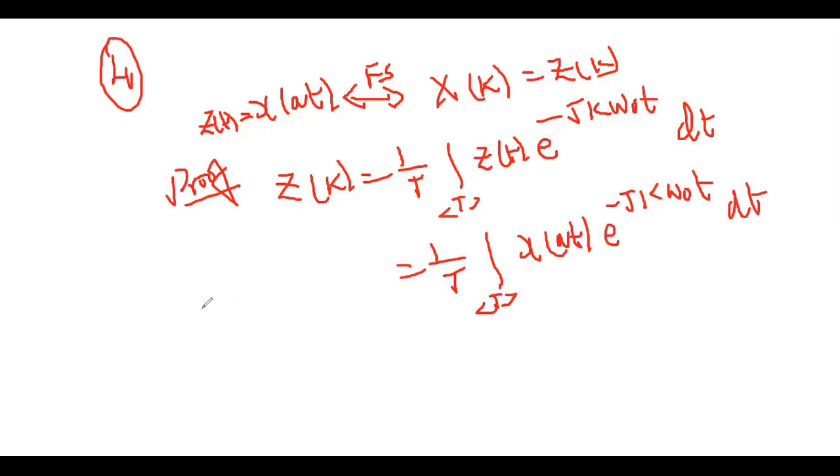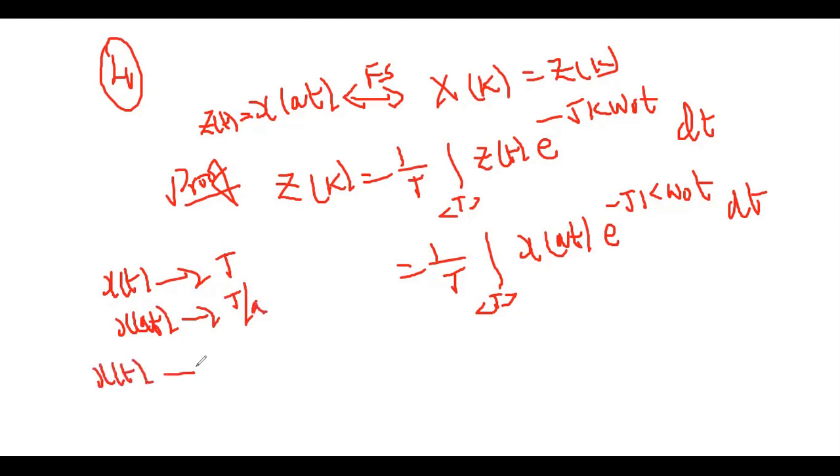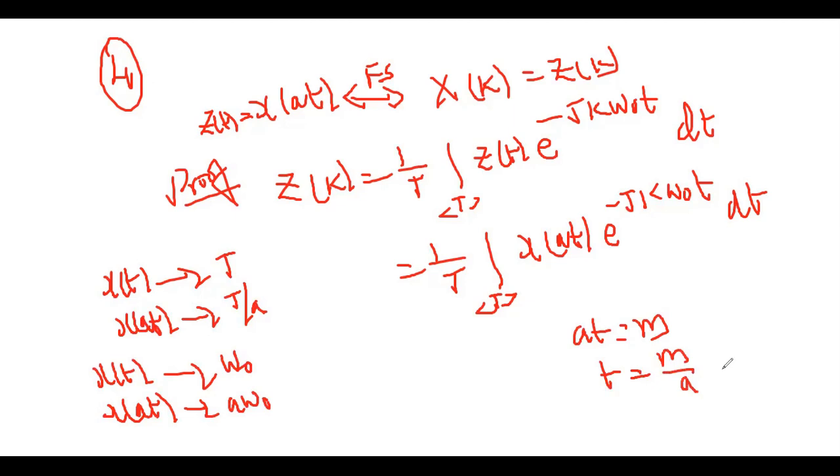Got it, my students. Now I am taking the time scaled with a, so the time period becomes T by a. So x of t has the time period T, and x of a t has the time period T by a. And for x of t the frequency is omega naught, and for x of a t the frequency is a into omega naught. So replace a t with some dummy variable m, so t is equal to m by a, and dt is equal to dm by a.